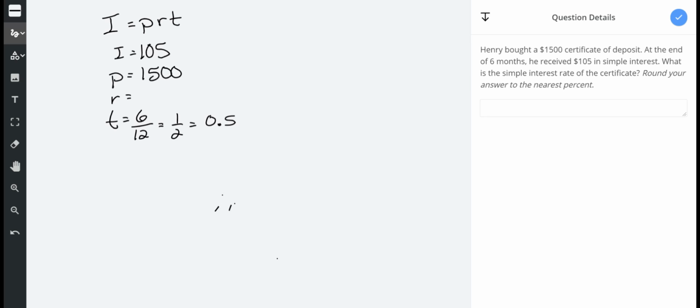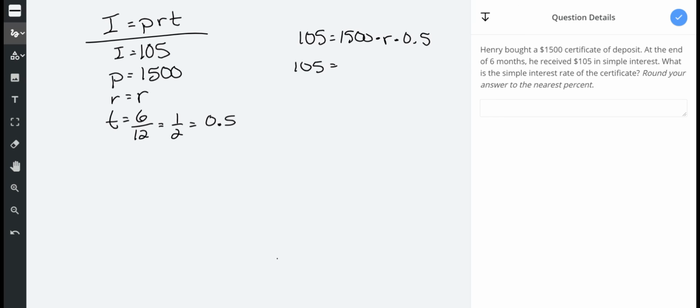And then it says, what's the simple interest rate? Well, I'll keep that as R. I don't know which value is for R. So I'm going to plug it back into my equation. I equals PRT. So 105 equals 1,500 times R times 5/10.